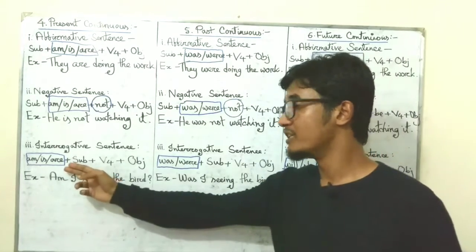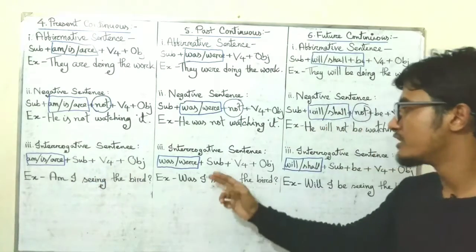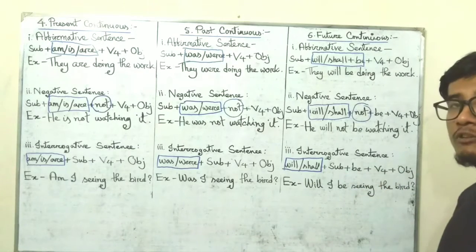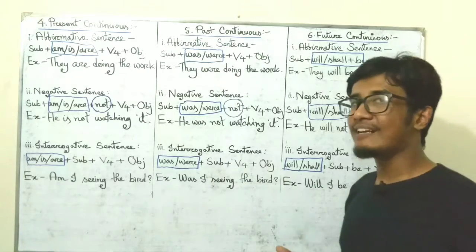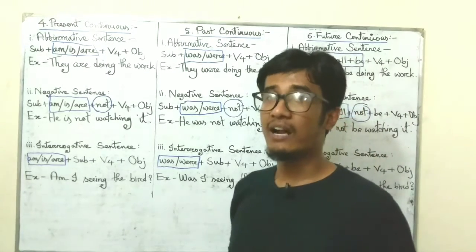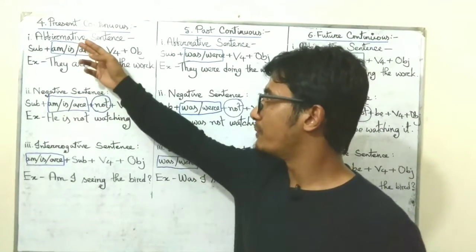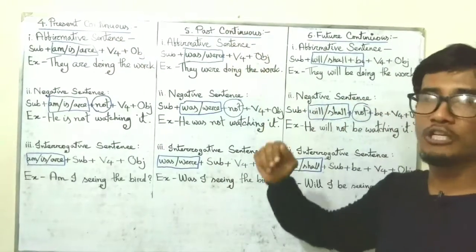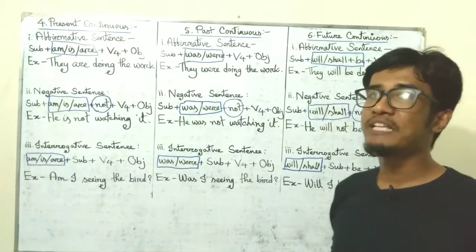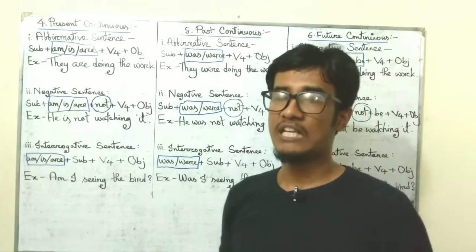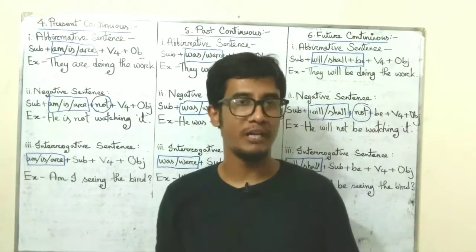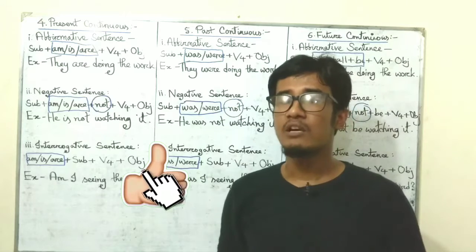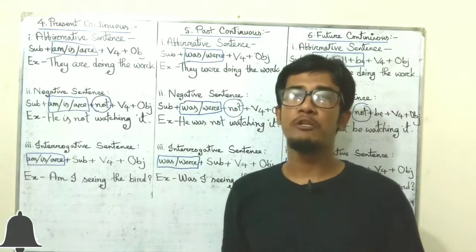The other things are same. Subject, V4, object. Subject, be plus V4 plus object. So you see, there are not much differences, but there are minor differences in affirmative, negative, and interrogative sentences of present continuous, past continuous, and future continuous, and you have to be careful about these minor differences. If you can keep in your mind those minor differences, you'll be able to make sentences to express what you are doing in the present, what you were doing in the past, and what you will be doing in the future.